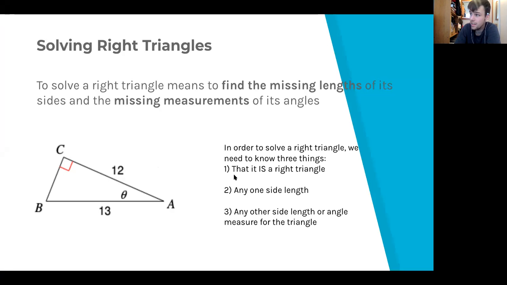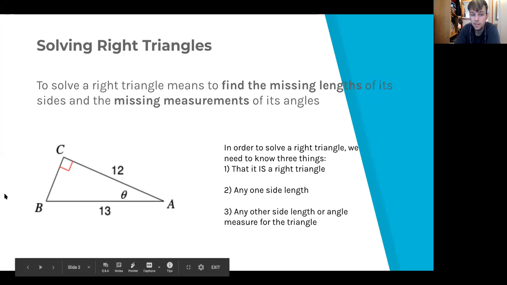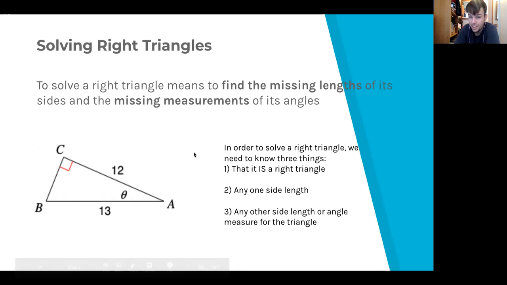So there's a lot of different initial setups we could be looking at in a given problem. So here in this triangle, we know two of the sides. We could find the third in a few different ways. In order to solve a right triangle, we need to know at least three things. First, it's got to be a right triangle, at least for what we're doing right now. We need to know at least one side length. If we don't know any of the sides, then we're not going to be able to solve this at all. And then another piece of information. Doesn't matter if it's another side or an angle. As long as we have one side and then something else, we can go ahead and start solving.